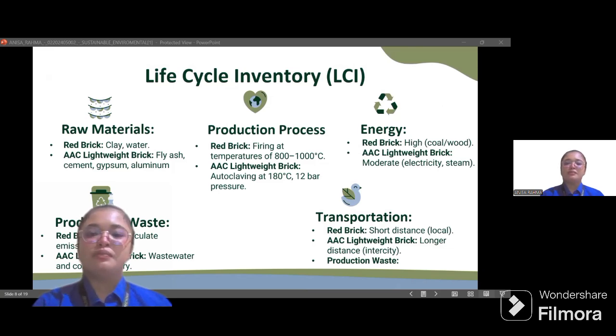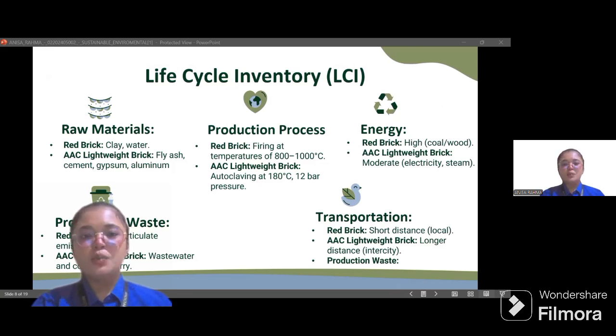For the AAC brick, the production is more energy efficient as it uses autoclaving at a temperature of around 180 degrees Celsius and a pressure of 12 bars. This process is more environmentally friendly compared to firing because it uses electricity and steam as the energy source. It is more energy efficient, although it still requires significant energy, not as much as firing red bricks.